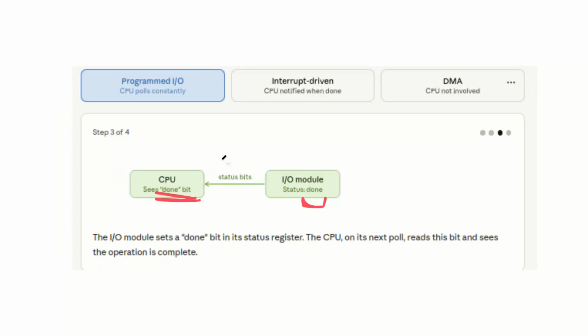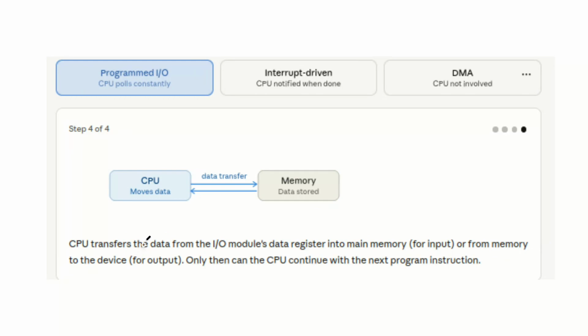The status bits being given to the CPU means it sees the done bit. The IO module sets a done bit in the status register. The CPU, on its next poll, reads the bit and sees that the operation is completed. When the operation is completed, the CPU transfers the data from the IO module's data register into the memory. Or sometimes from the memory I have to take it to the device. Only then can the CPU perform the next.